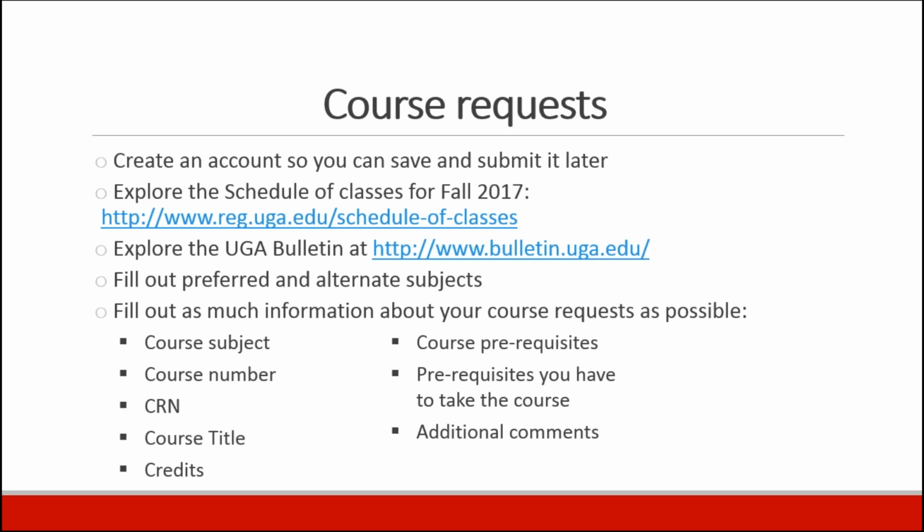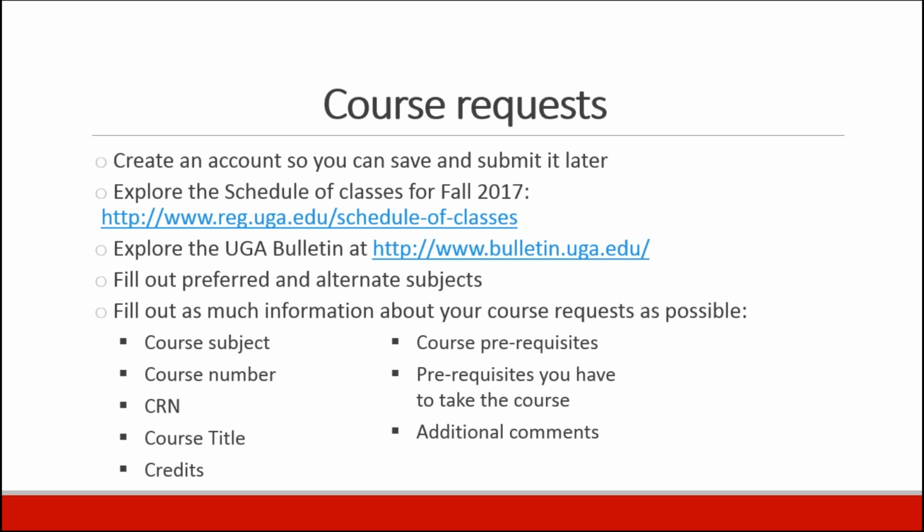It's important to fill out both your preferred and alternate subjects that you would like to enroll in. So preferred are your top 4 subjects that you would like, and then alternate would be if you can't take 1 or 2 of those subjects, what are the other courses that you would like to take instead.